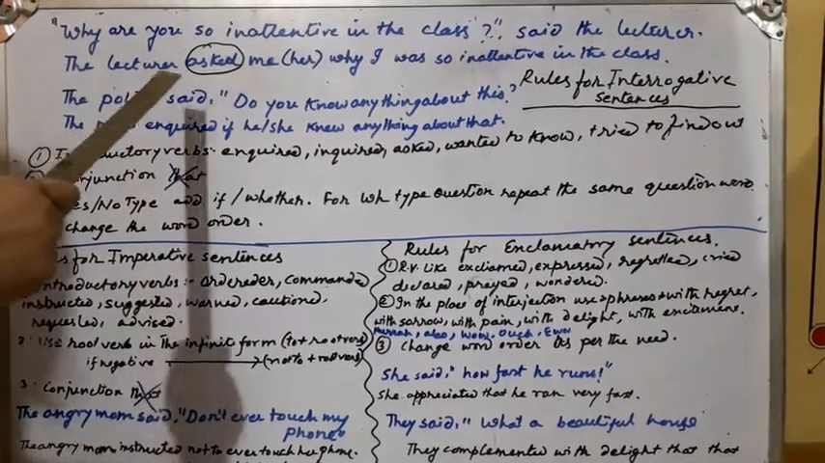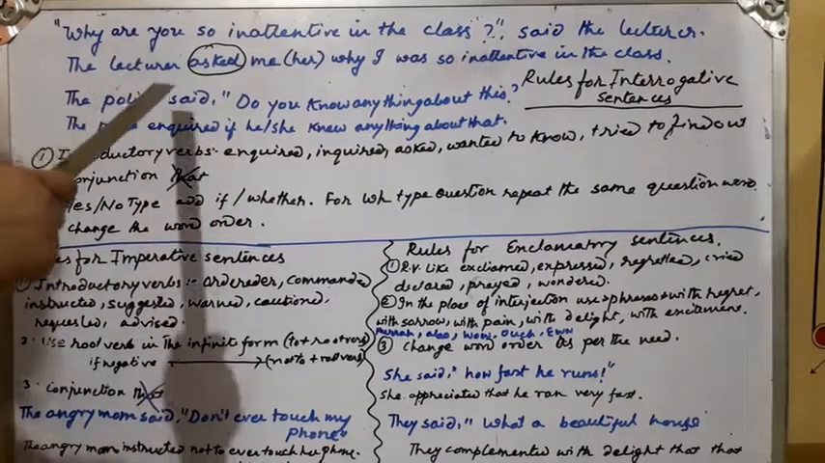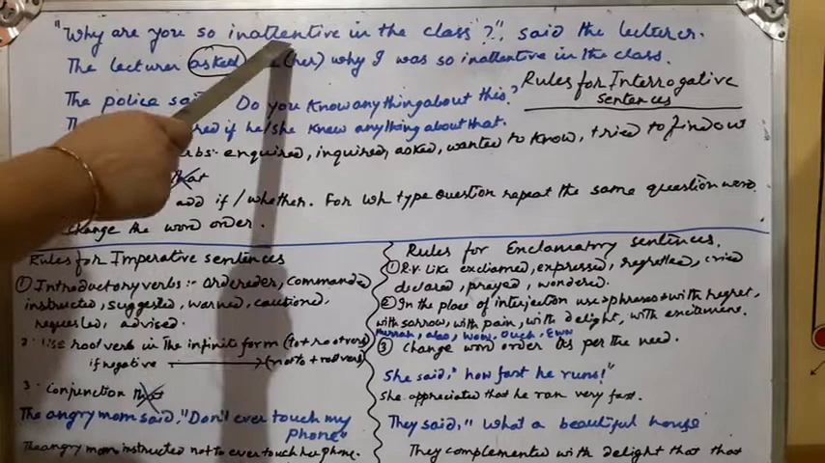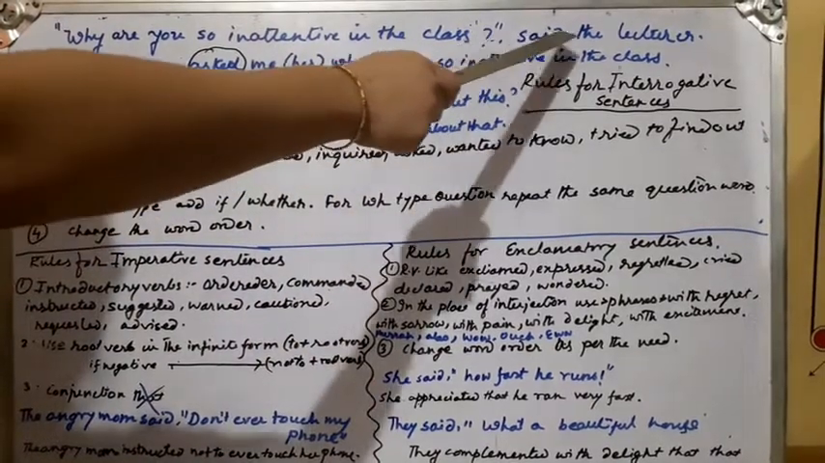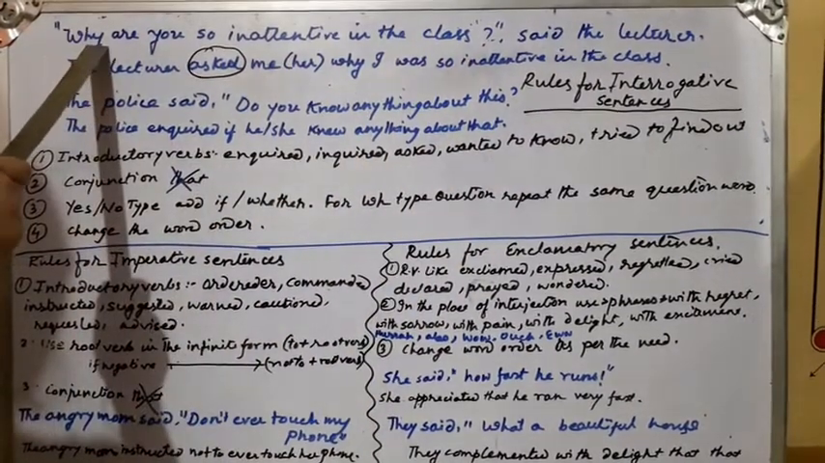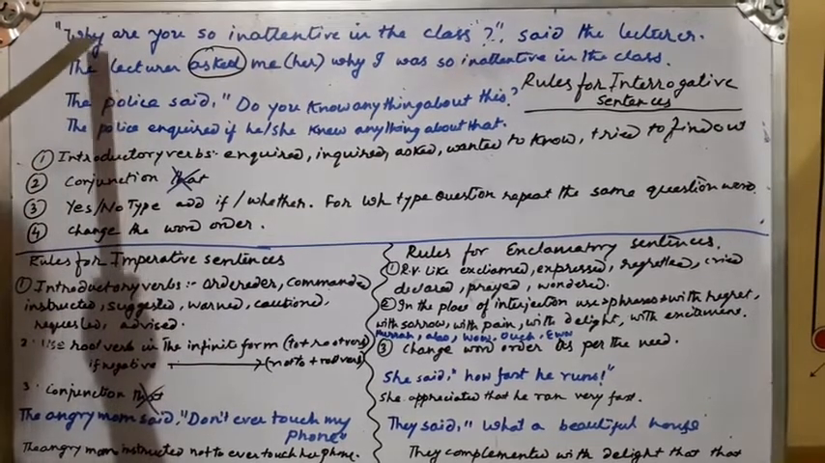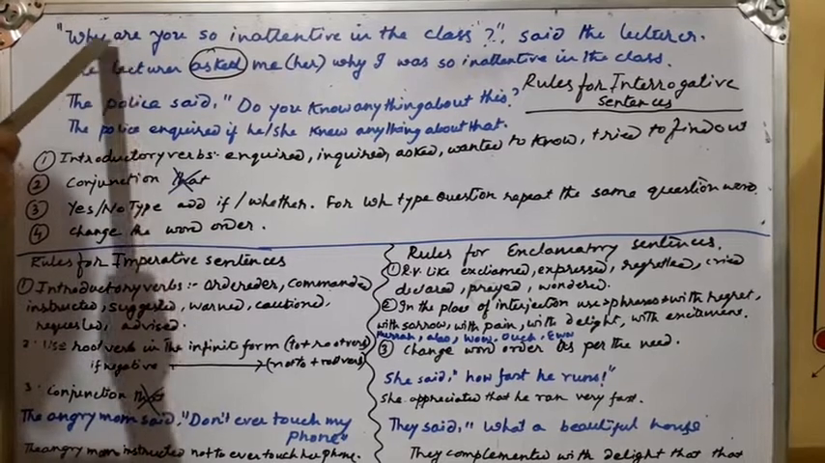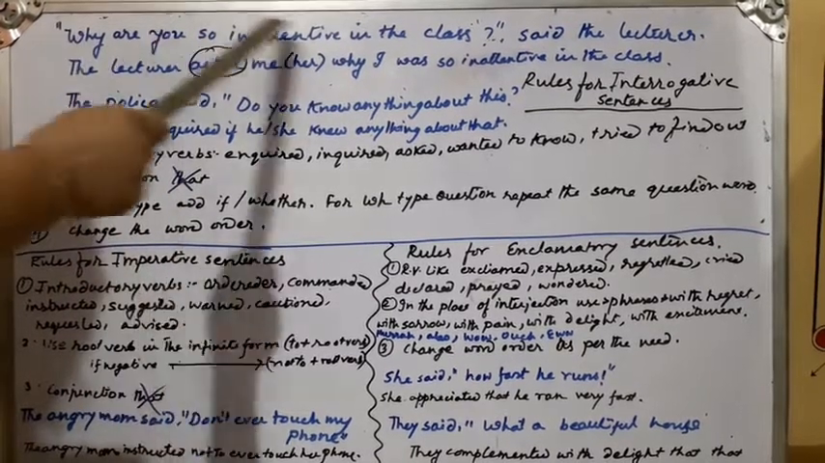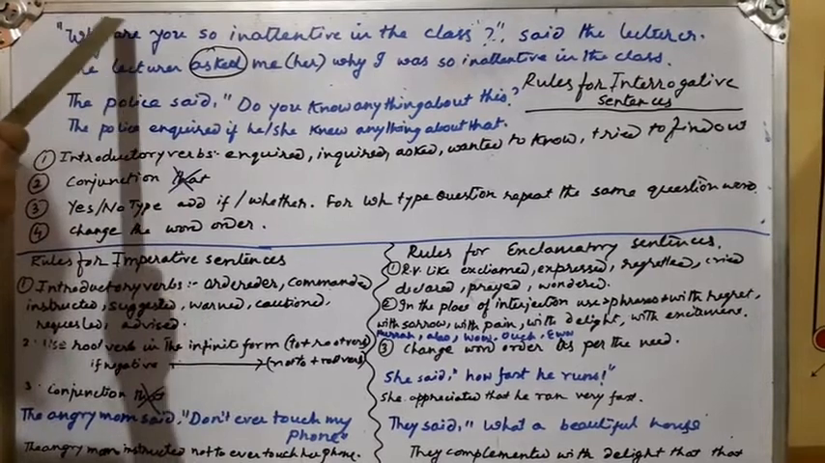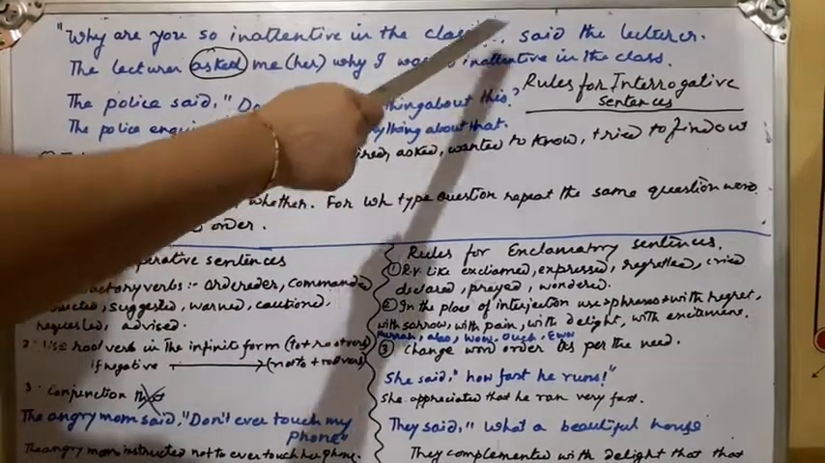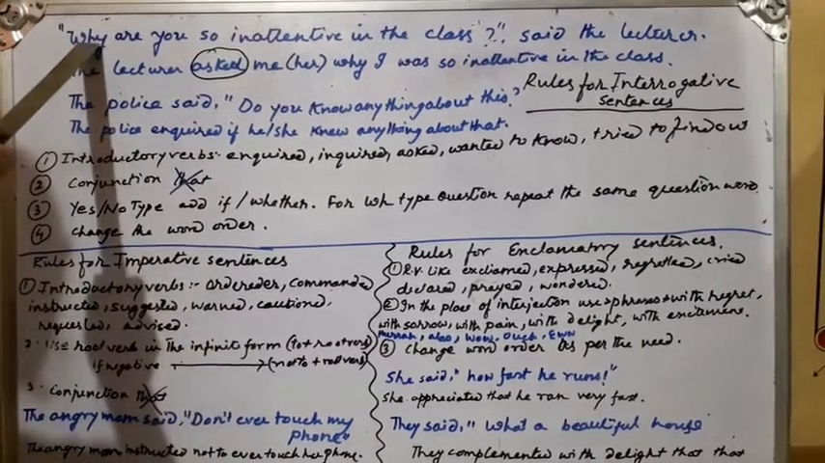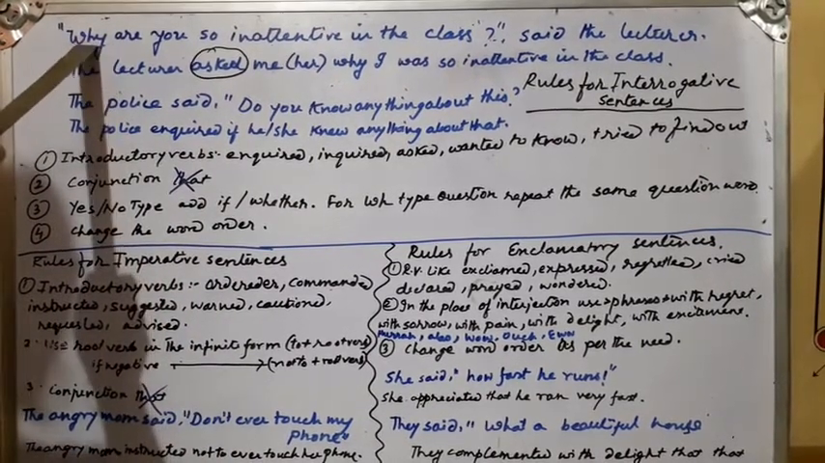Okay. So let me put some examples so it will be easy for you. Say, "Why are you so inattentive in the class?" said the lecturer. This is direct speech, as we have discussed earlier. You can see I have put the statement in inverted commas. "Why are you so inattentive in the class?" said the lecturer. So here the sense of questioning begins with why.